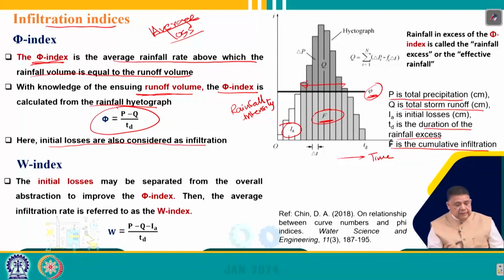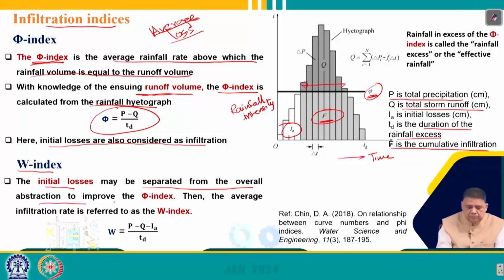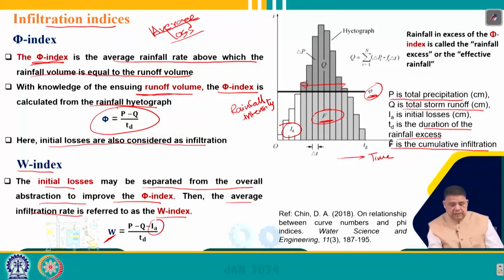That is why another index has been brought into the picture, the W index. The initial losses may be separated from the overall abstraction to improve on the phi index, and then the average infiltration rate is referred to as the W index. As you can see, the difference from the phi index is that the initial abstraction, IA, is taken into consideration in calculating the W index. That is why the W index is likely to be slightly lower than the phi index value, because here the initial losses have been taken into account.